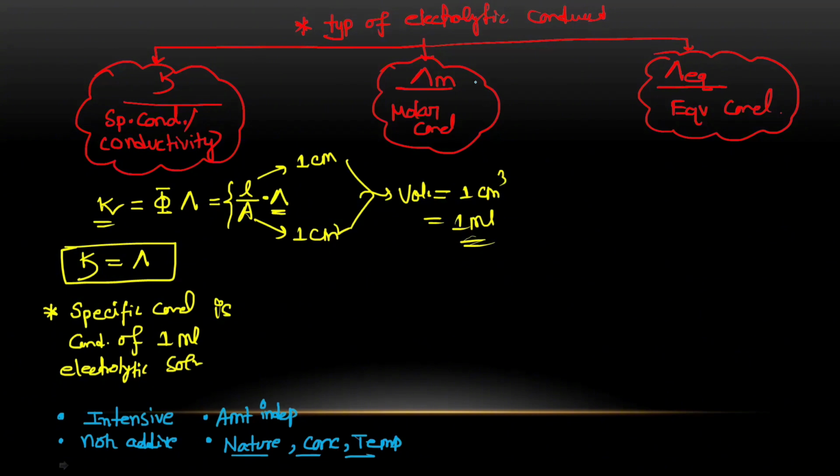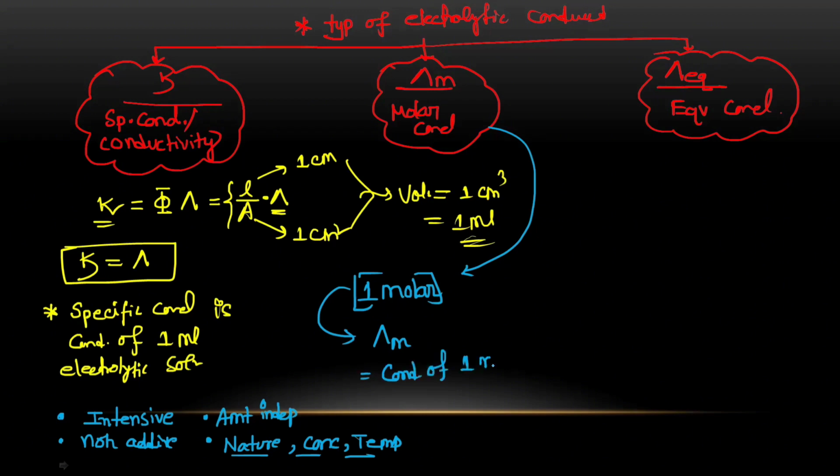Second one is molar conductance. If there is a solution with 1 molar concentration of electrolyte, that solution's conductance will be called molar conductance. So molar conductance is basically the conductance of 1 mole electrolytic solution. It is also intensive. It is also non-additive.